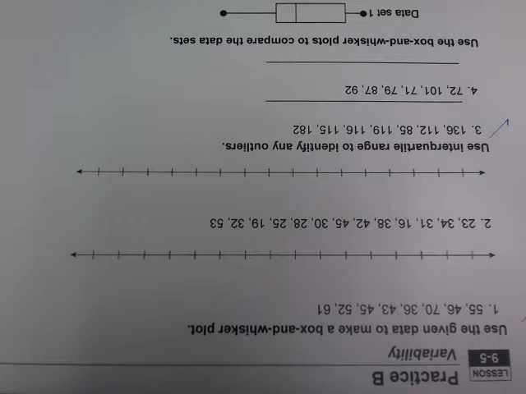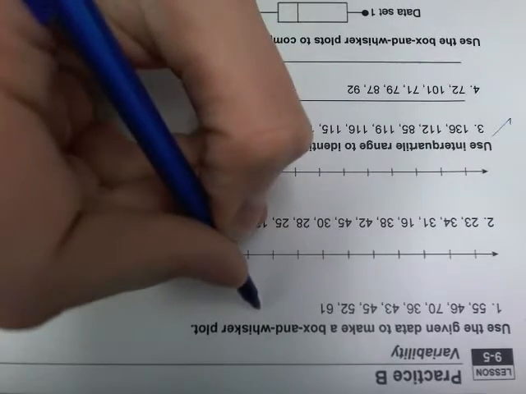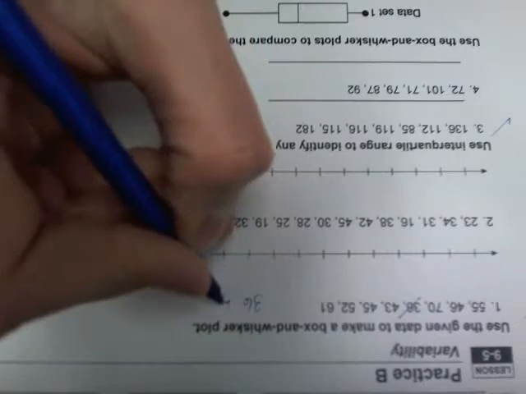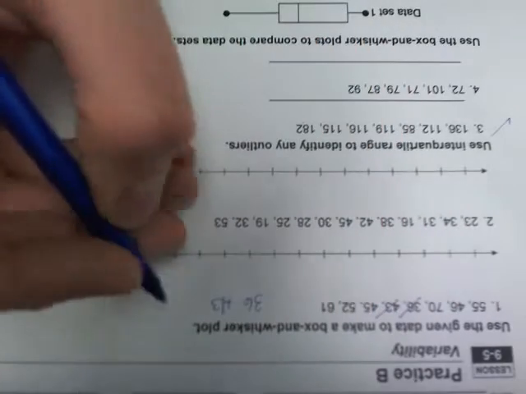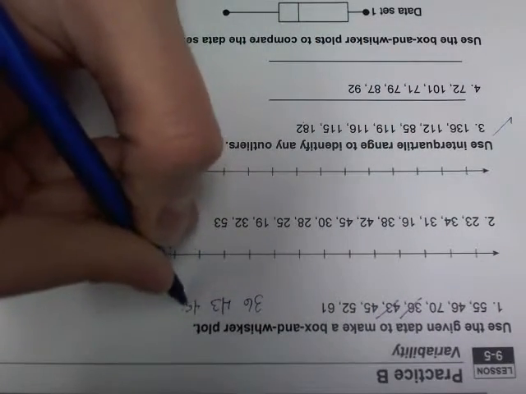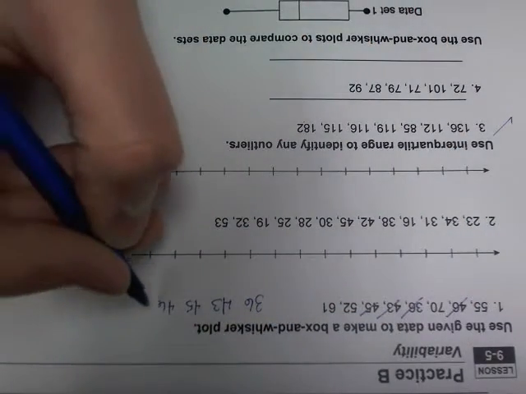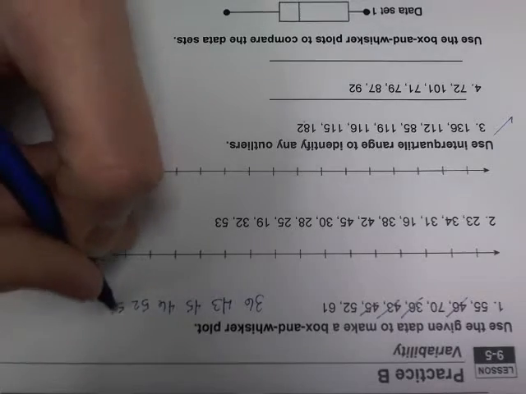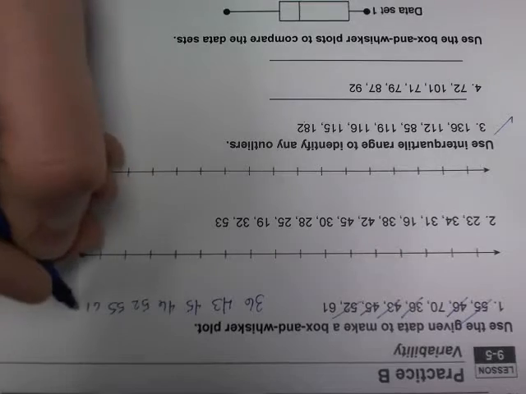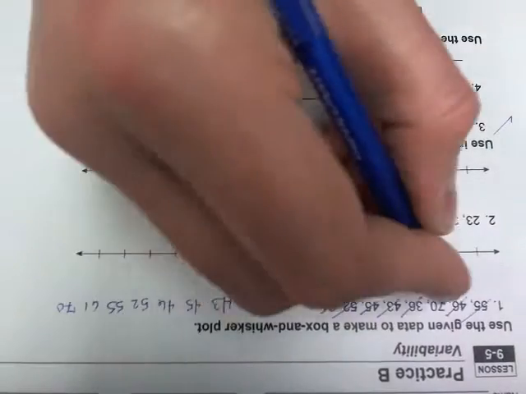As you saw in the note instruction, because the box and whisker plot involves medians quite a bit, you're going to start off and put the numbers in order from least to greatest. So let's put these numbers in order here. We've got 36, 43, 45, 46, 52, 55, 61, and 70.